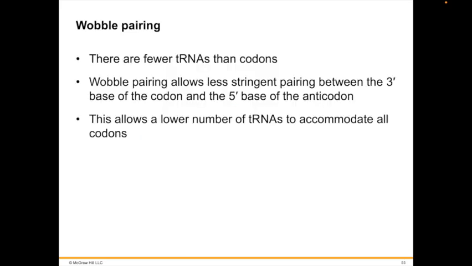As earlier mentioned, there are fewer tRNAs than codons. This situation is easily rationalized because the pairing between the 3' base of the codon and the 5' base of the anticodon is less stringent than normal. In some tRNAs, the presence of modified bases with less accurate pairing in the 5' position of the anticodon enhances this flexibility. This effect is referred to as wobble pairing because these tRNAs can wobble a bit on the mRNA so that a single tRNA can read more than one codon in the mRNA.